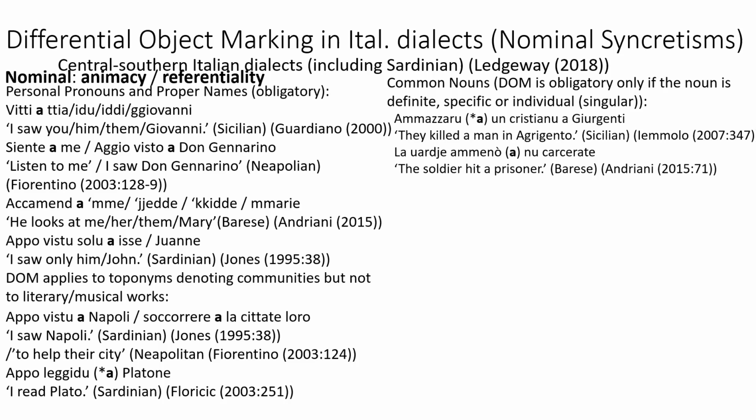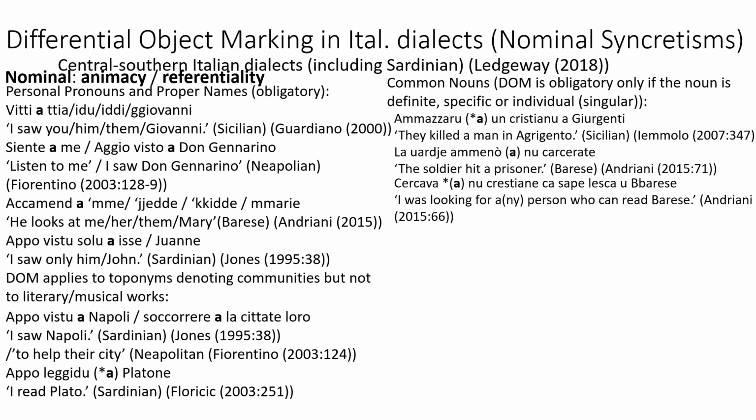They all tell me that if the object is indefinite, they almost certainly wouldn't use a. In Barese, for example, in Gigi Andriani's analysis, if it's a prisoner, so, a here is optional. If the object is non-specific, so I'm here, I'm looking for or any person who might read Barese, then a here is ungrammatical.